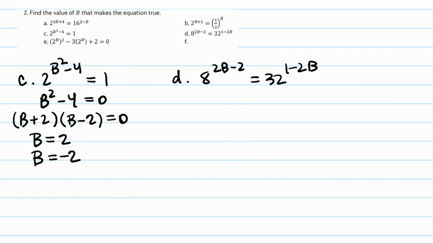All right, for d, I've got 8 to the 2b minus 2 equals 32 to the 1 minus 2b. And again, although 32 is a multiple of 8, that's not really what we're going to be working on here. We're going to be working on the fact that both 8 and 32 are powers of 2. So I'm going to say 8 is 2 to the third, and 32 is 2 to the fifth.